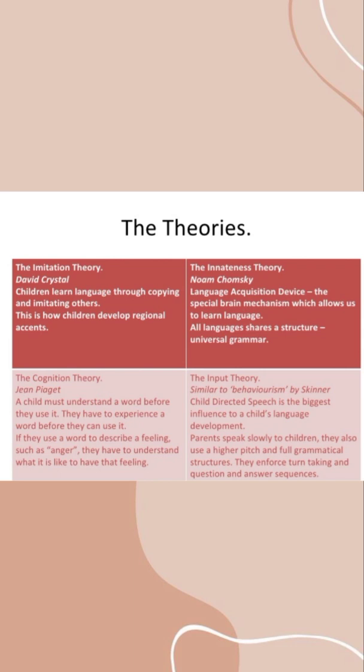The first theory is the imitation theory. According to David Crystal, children learn language by copying and imitating others. This is how children develop regional accents. Then there is the innateness theory, by Noam Chomsky, with the language acquisition device. There is the cognition theory, from Jean Piaget, that the child must understand a word before using it. And the last is the input theory, similar to behaviorism, by Skinner.